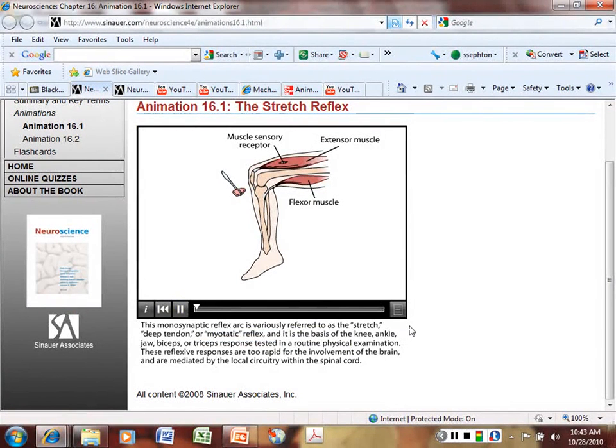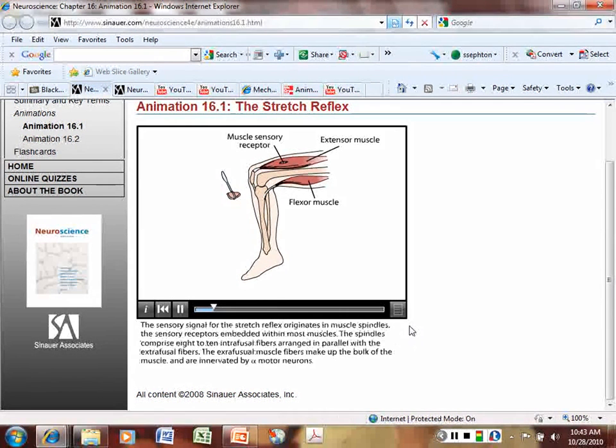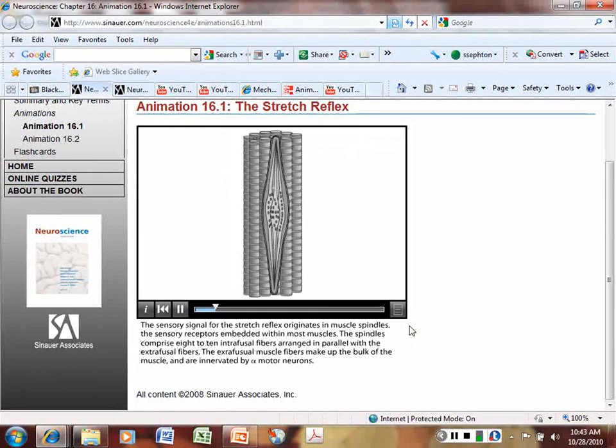as the stretch, deep tendon, or myotatic reflex, and it is the basis of the knee, ankle, jaw, biceps, or triceps response tested in a routine physical examination. These reflexive responses are too rapid for involvement of the brain and are mediated by the local circuitry within the spinal cord. The sensory signal for the stretch reflex originates in muscle spindles, the sensory receptors embedded within most muscles.